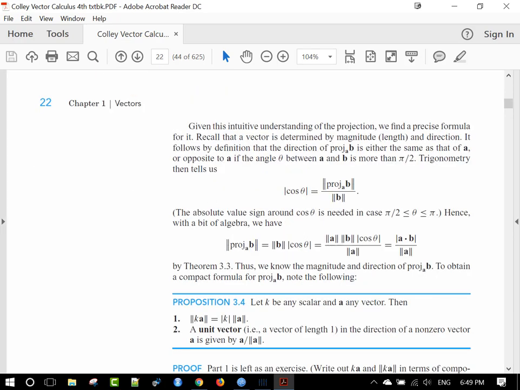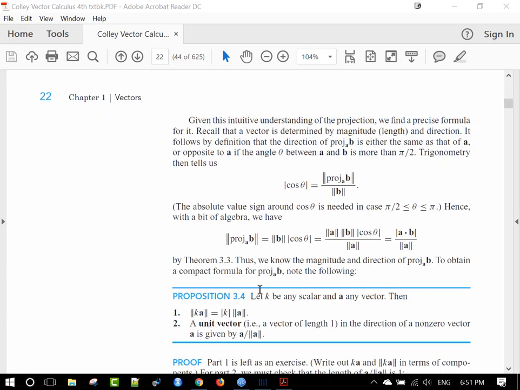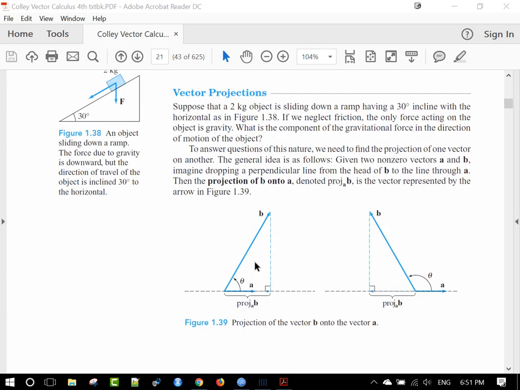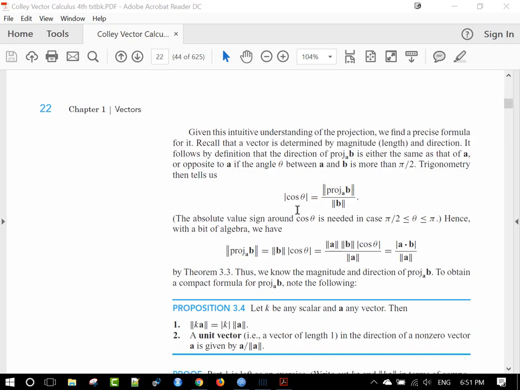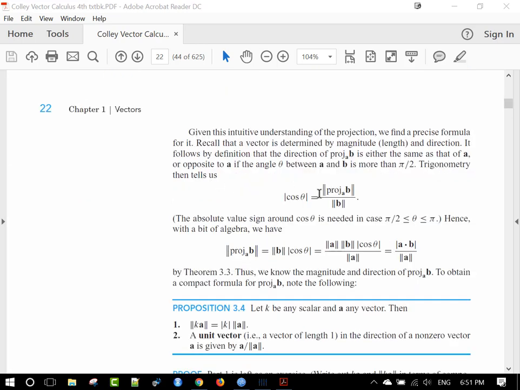So I think from trigonometry, we know that this length divided by this length is the cosine of this angle, right? Cosine of this angle is defined to be this divided by that. So let's write that down. So the cosine of the angle is this divided by that. And we're not talking about vectors, we're just talking about lengths. The length of this divided by the length of this is the cosine of that. So that is what this says.